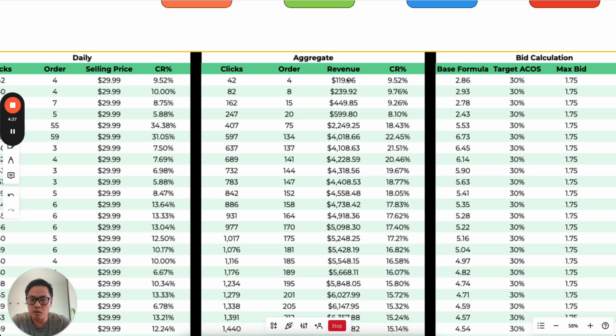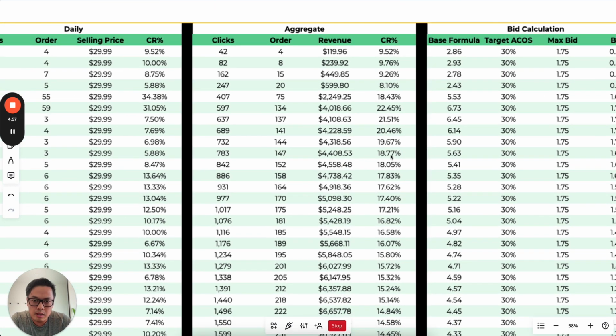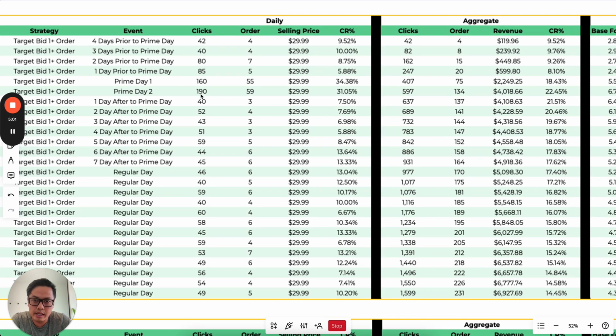So then when you apply revenue divided by clicks, you're going to get this base formula, and then from this base formula you multiply that by your target ACOS or your goal, and then you get your bid. But it's always going to get capped off if the bid is above your max bid that you set.